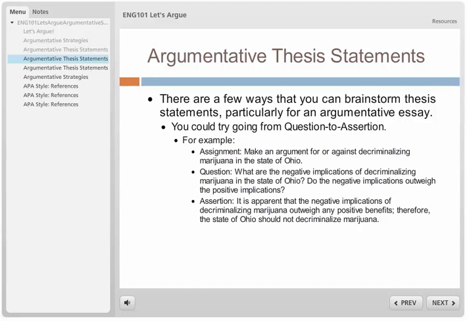In this case, I would want to go through my research, any supporting information, anything that I've been provided in class to determine the answer to those questions, and then I can move from question to assertion. In this case, my assertion is, it is apparent that the negative implications of decriminalizing marijuana outweigh any positive benefits. Therefore, the state of Ohio should not decriminalize marijuana. This thesis works well because our claim is strongly articulated. We do not want to decriminalize marijuana. And our reader knows why. We are going to discuss the negative implications and show how they outweigh any positive benefits. So this gives our reader a full picture of where we would go with this argument.